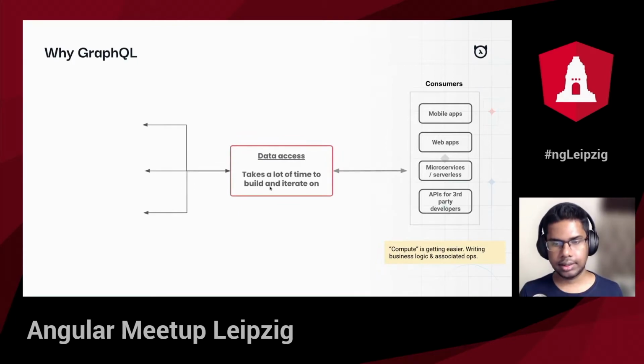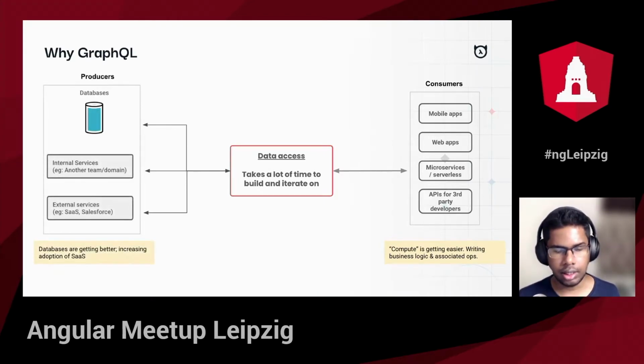So data access takes a lot of time to build and iterate on. The reason being different consumers have different requirements, so you tweak the API layer accordingly for your front end. Even on a web app, for example, on a mobile UI, a responsive UI, you might not show all the data. On a desktop UI, you might show a lot more data because the real estate space is generally high. But data access is a big problem to solve.